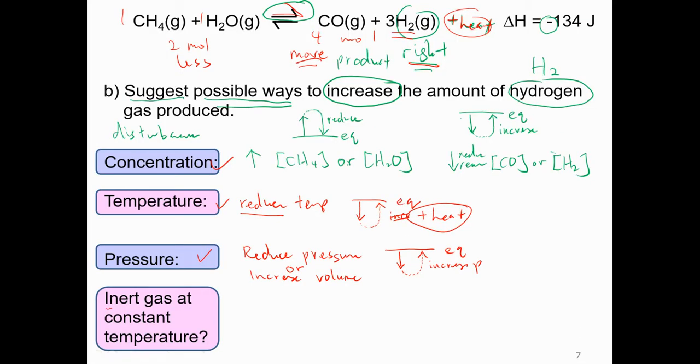Let's continue with answering the question. Okay, we have discussed concentration, temperature, and pressure on how to increase the amount of hydrogen gas. Now the last one is we can consider whether adding inert gas at constant temperature.